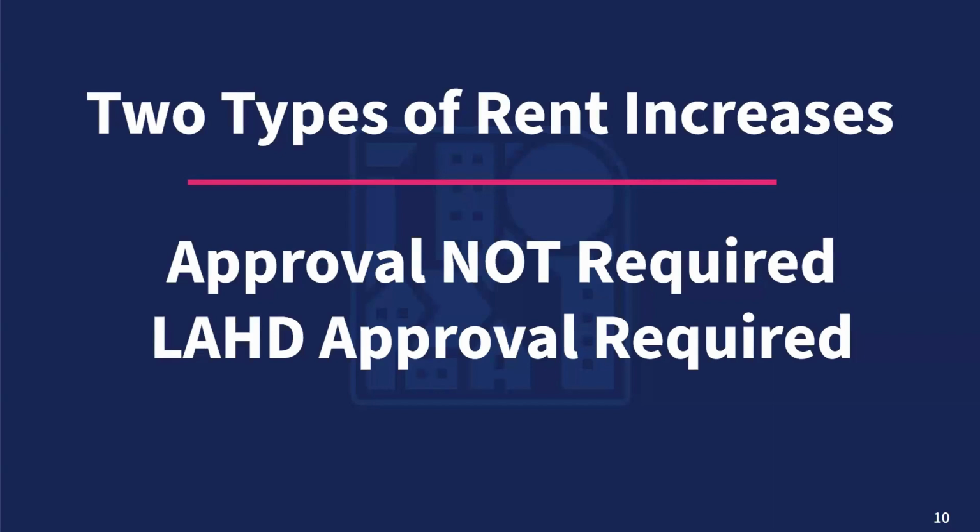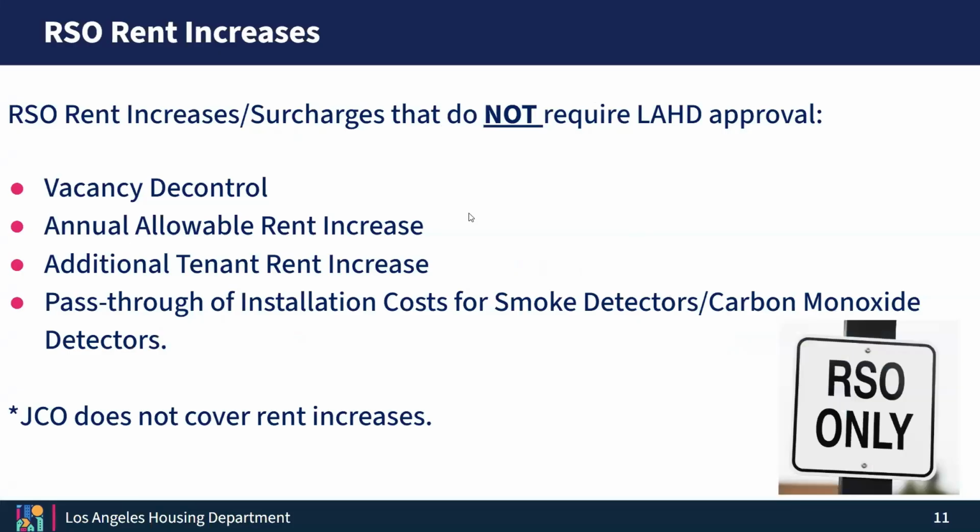Two types of rent increases: approval not required, and LAHD approval required. RSO rent increases and surcharges that do not require LAHD approval: vacancy decontrol when the unit is vacant, annual allowable rent increases once a year, and additional tenant rent increases, such as pass-through of installation costs for smoke detectors and carbon monoxide detectors. JCO does not cover rent increases. Next slide.